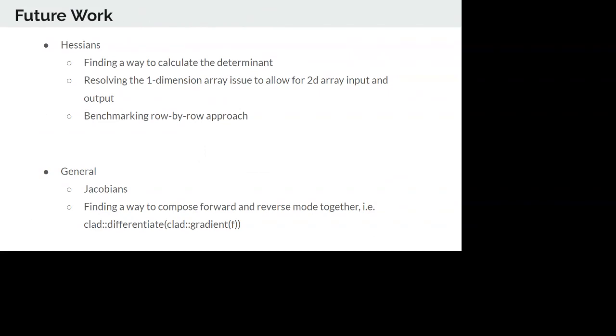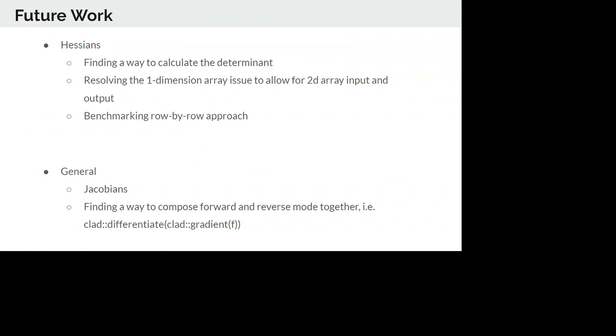We would also like to see CLAD Hessian implemented through a row by row approach. This is basically just reversing the order in which forward mode and reverse mode are called. So in the row by row approach, you would call CLAD gradient first, and then call CLAD differentiate later on. And we'd like to benchmark that approach and see how it compares to the approach right now.